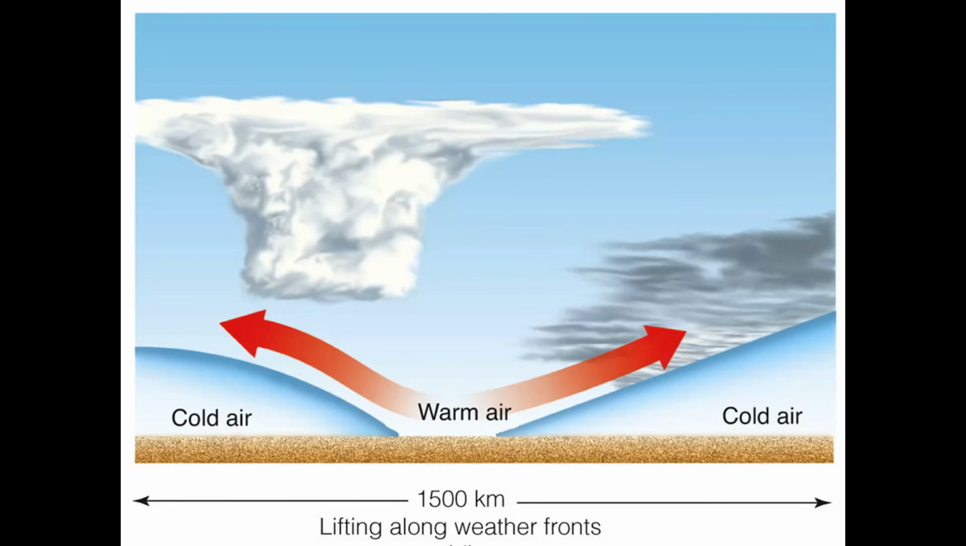Now, for the next 2 lectures, for the rest of this module, we're done talking about rising parcels of air. For the next 2 lectures, we're going to be talking about precipitation. That's that stuff that falls from the sky.